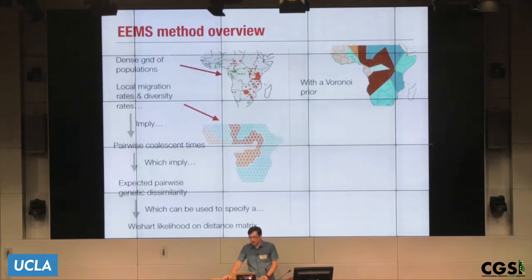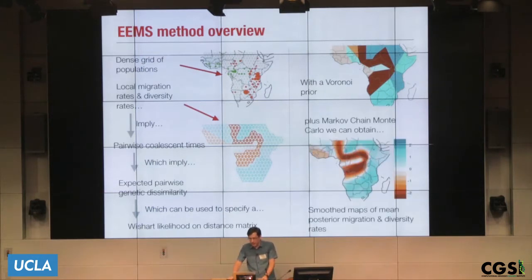Okay, and then we do reversible jump MCMC, in that we will add tiles or remove tiles to be able to capture more complex surfaces if it's very complex. After using this MCMC, we can take all of these realizations from the posterior of the tilings and average to get a local mean posterior migration rate and a mean posterior diversity rate. And those are the kind of maps that I showed you as the results.